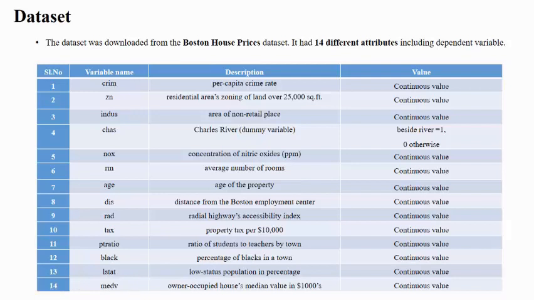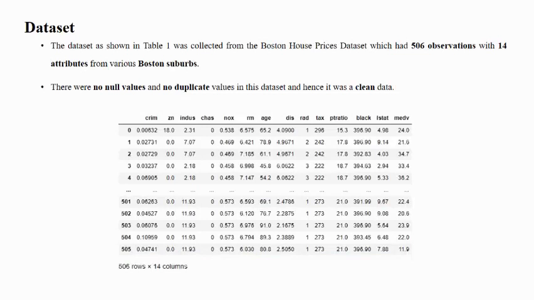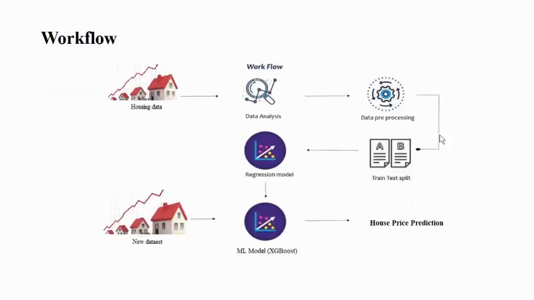It's a continuous value. The data set contained about 506 observations with 14 different attributes. During pre-processing, I found that there were no null values and no duplicate values in the data set, so it was very clean data.